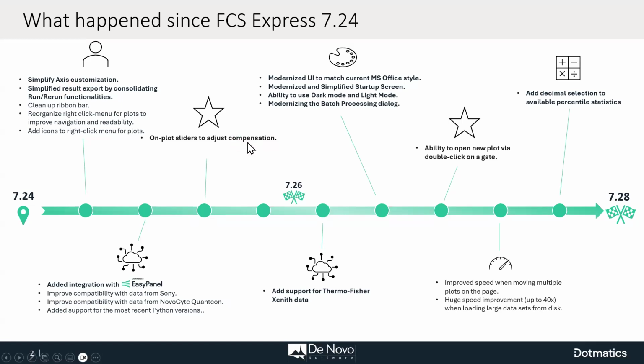sliders to adjust compensation directly on plot, integration with Easy Panel, and quite a lot of UI. I will not say improvement, because UI is mainly aesthetics. So you will see a new skin of FCS Express, including dark mode. Then we now have the ability to open a gated plot using double click, on top of the conventional drag and drop FCS Express way of doing that.